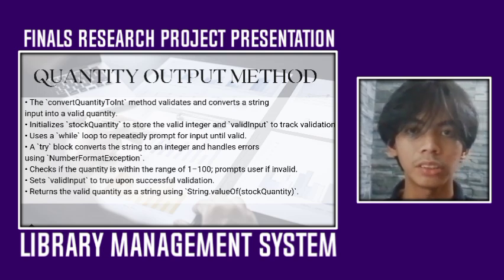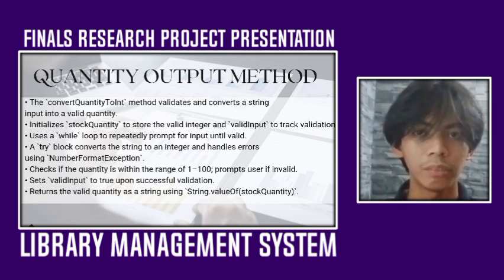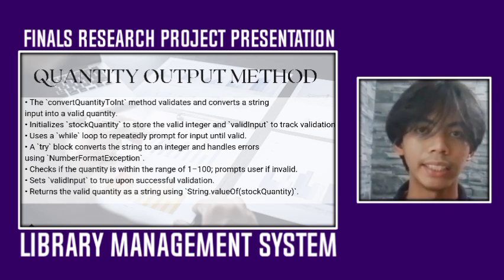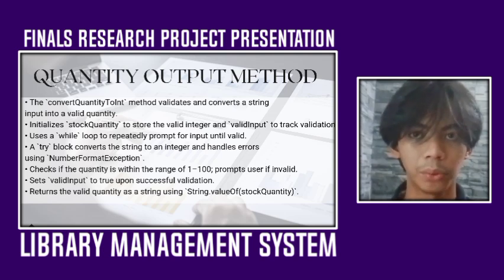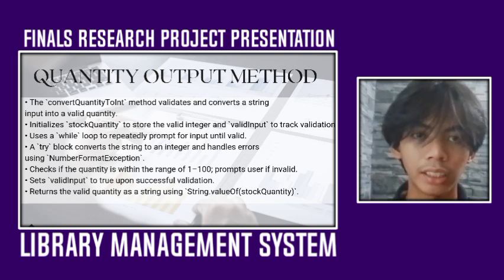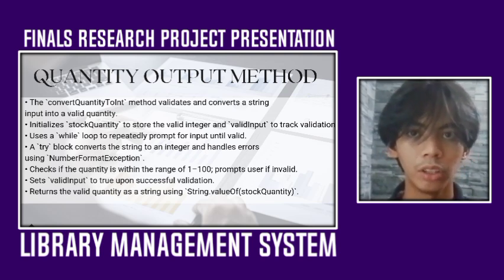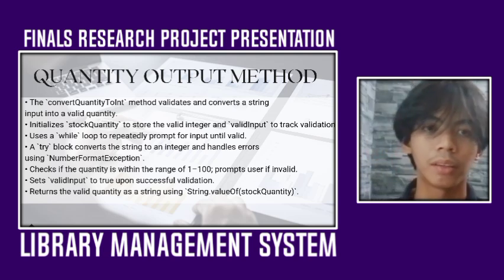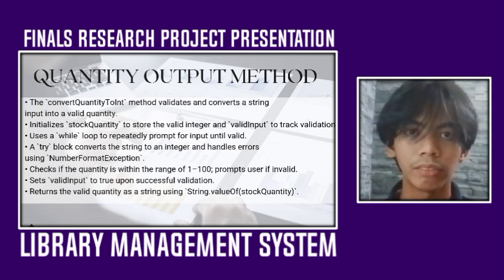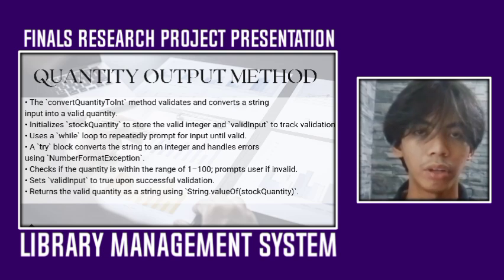This method accepts a string representing the quantity input and returns a valid quantity as a string after validation. Firstly, int stock quantity equals 0. It initializes stock quantity to store the valid integer value of the input. The boolean valid input equals false tracks whether the input is valid, so the loop continues until this is true. In here, while not valid input, it repeatedly prompts and validates the input until a valid number of quantity is provided.